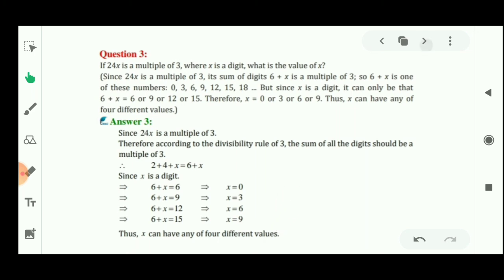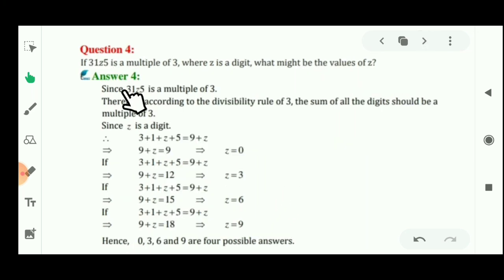Let's see the next question. Similarly, you have to solve this question also. Firstly we should add the digits, that means 3 plus 1 plus 5. 3 plus 1 plus 5 means 9 should be the answer, and z you have to note in a similar way, that means 9 plus z, because we can't add the z. So the answer is 9 plus z.